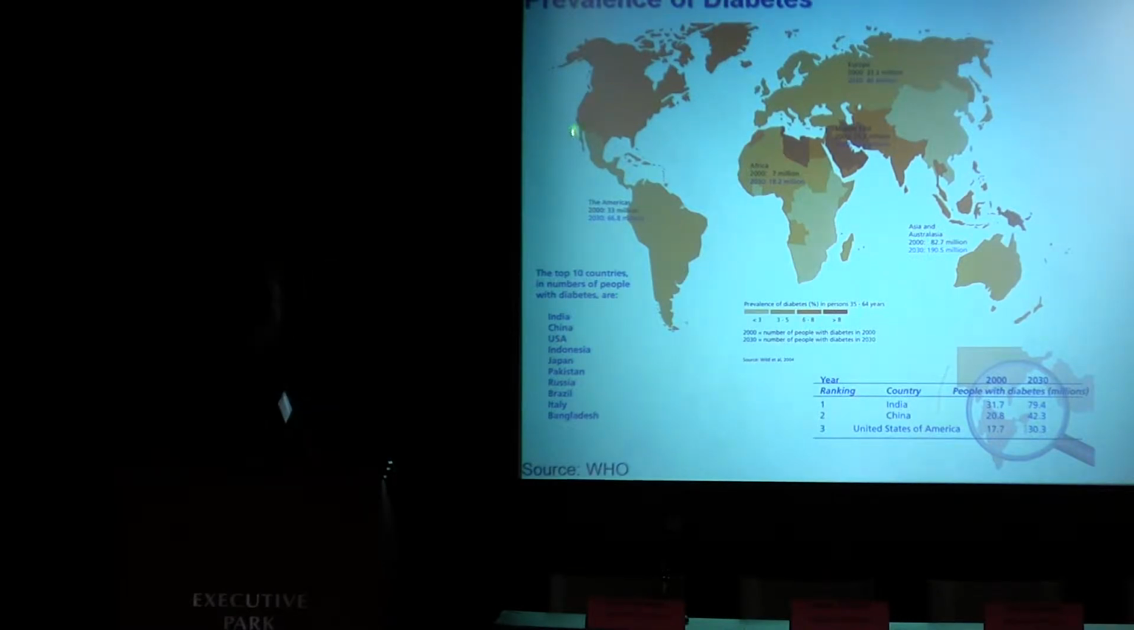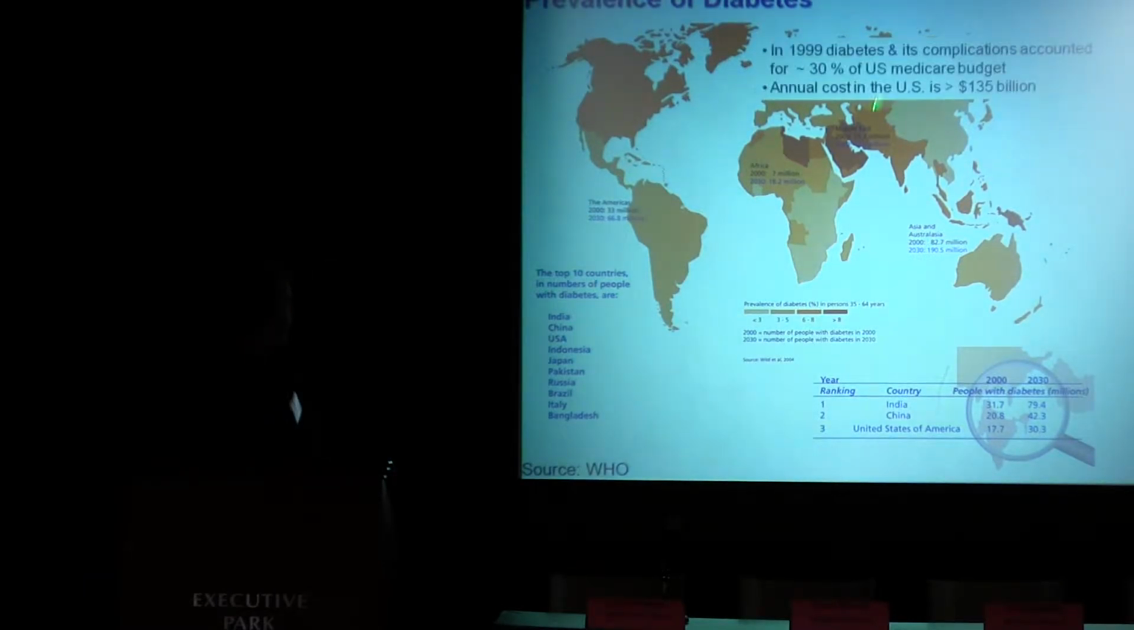And this is a worldwide problem. In 1999, diabetes and its complications accounted for 30% of the US Medicare budget. And the cost in the US was about $135 billion a year at the turn of the century. It's going to get worse. We can solve this problem. We can solve the healthcare crisis in the United States.